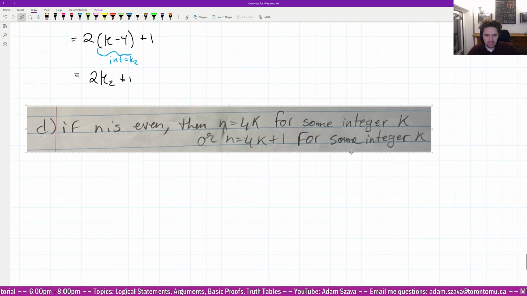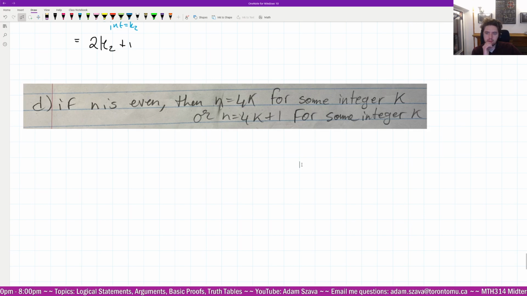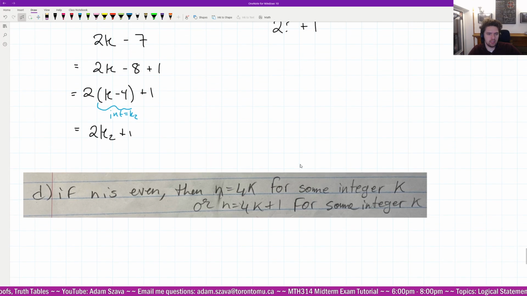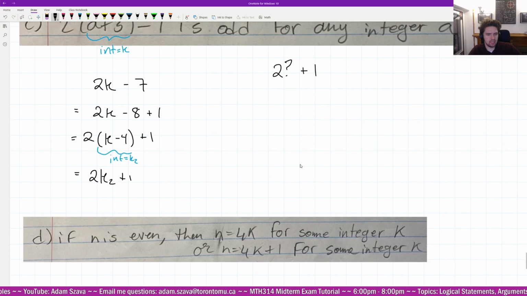If n is even, then n equals 4k for some integer k, or n equals 4k plus 1 for some integer k. Yeah. So why did I add 1 before? I needed a plus 1 because that's the form of an odd number. I don't know if you guys do a minus 1 or a plus 1. It doesn't really matter, but basically it's 2 times some integer plus 1. That's what an odd number is.